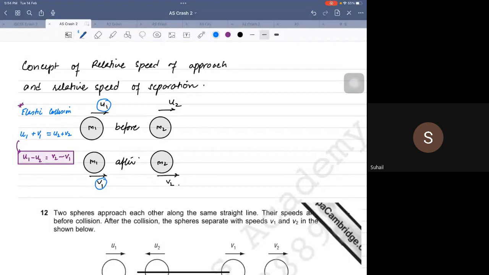In an inelastic collision, this equation that I've written, u1 minus u2 equals v2 minus v1, will not be equal. So that's the thing we need to remember.